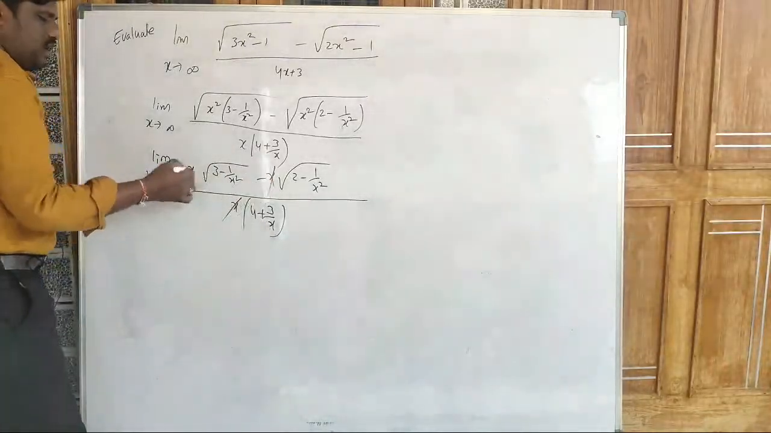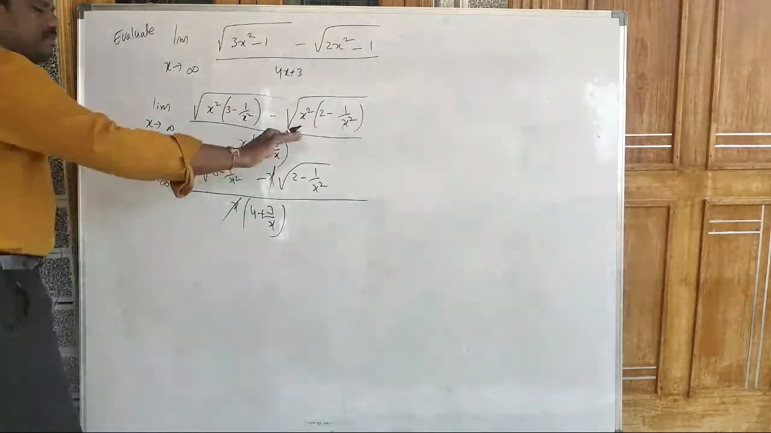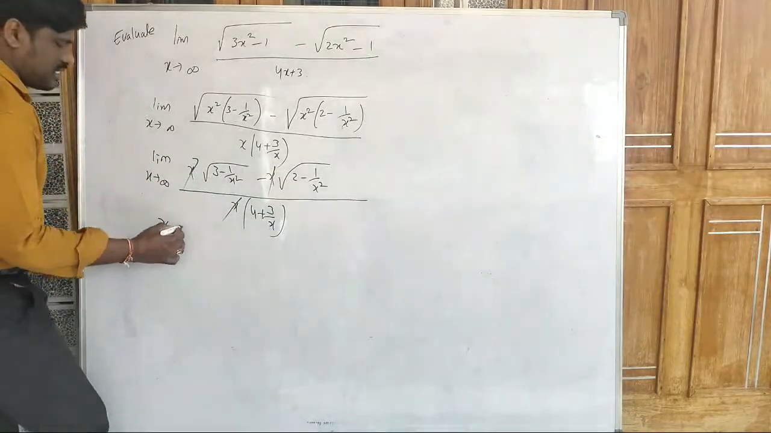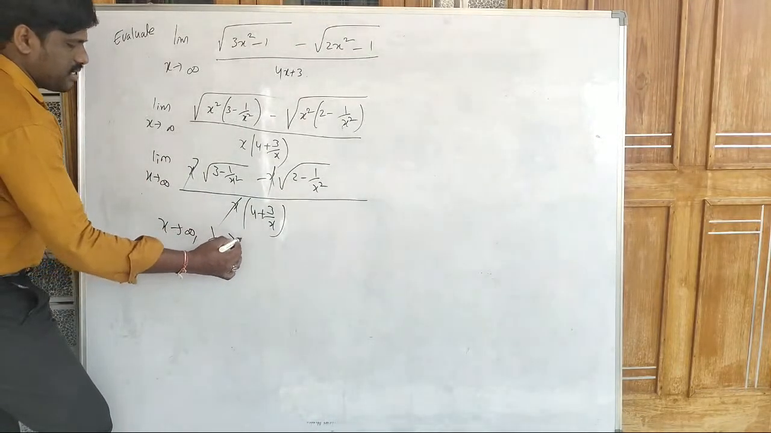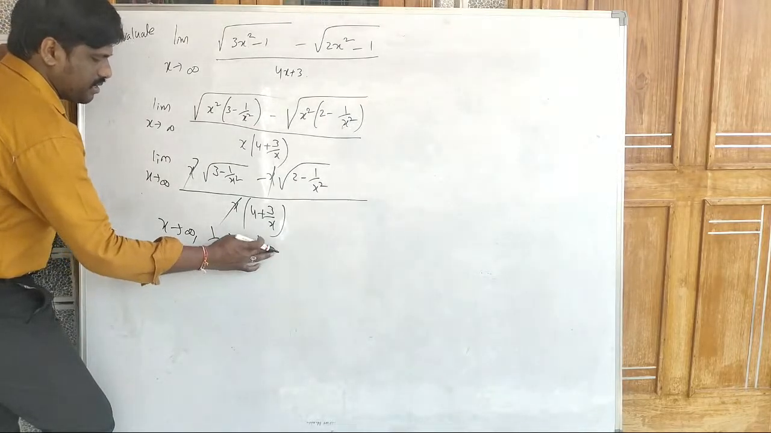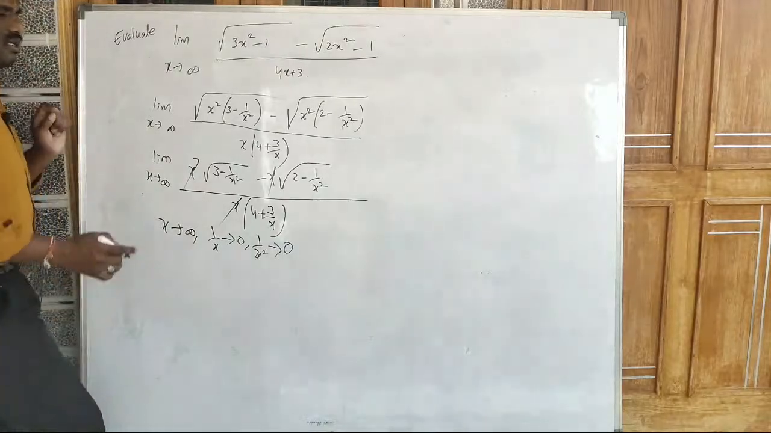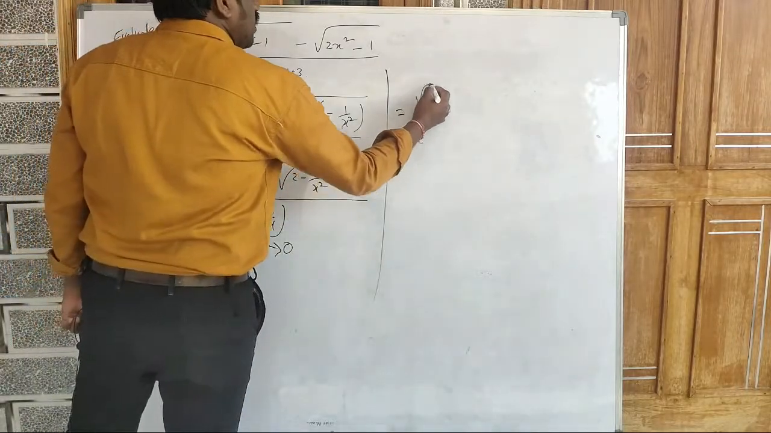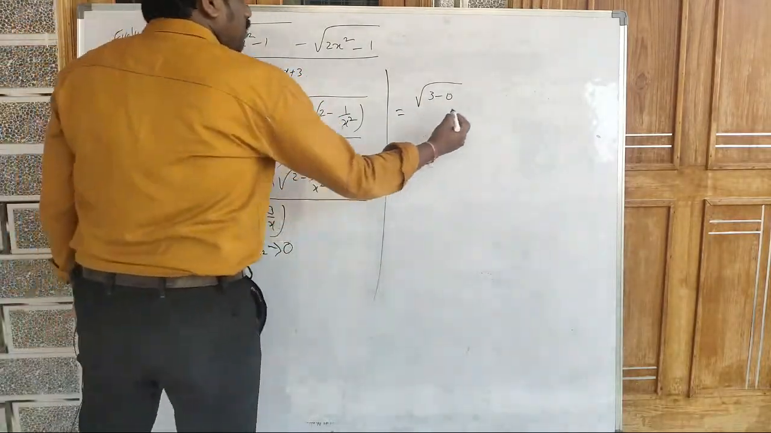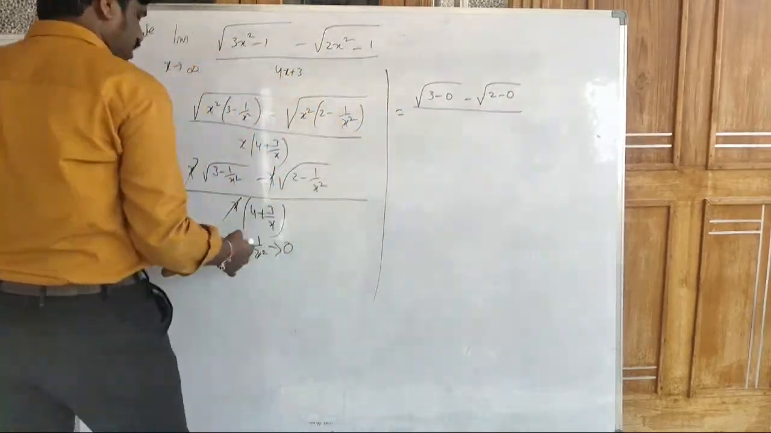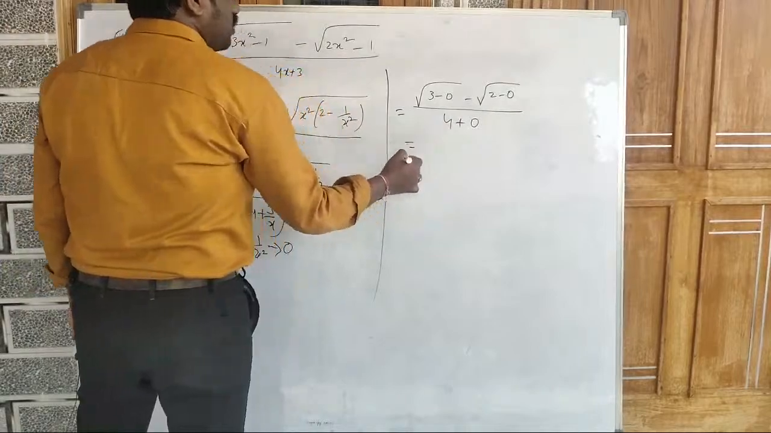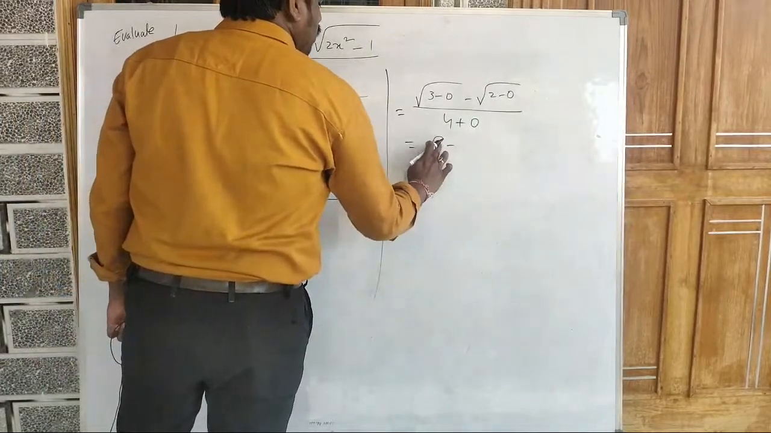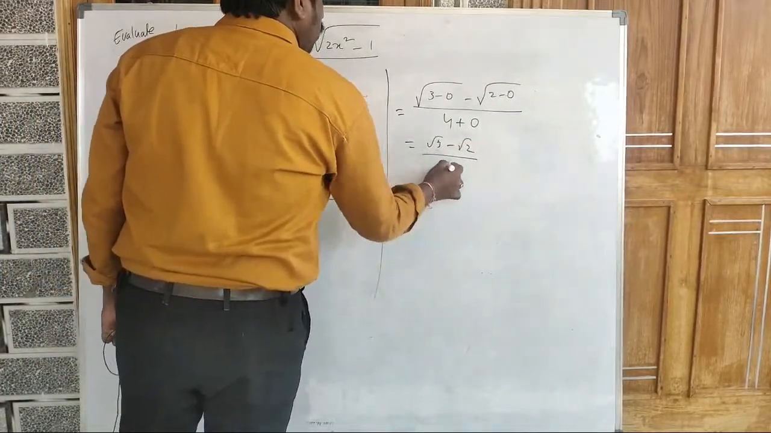See this x will come out. So all these x's cancel out because this x is multiplying the total and this x is dividing, so both will be cancelled. As I already informed you, x is tending to infinity, 1 by x will be tending to 0, 1 by x square, anything power, that will be tending to 0. Substitute the limit now. If you substitute the limit, the answer is under root of 3 minus 0 minus under root of 2 minus 0, divided by 4 plus 0. So root 3 minus root 2 by 4 is the answer.